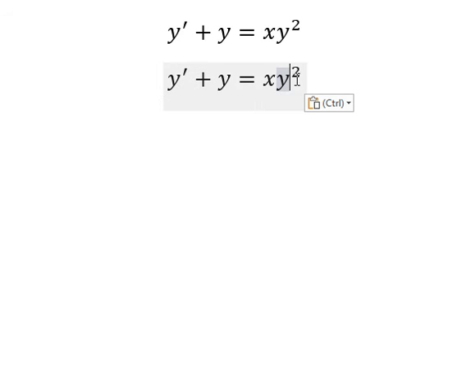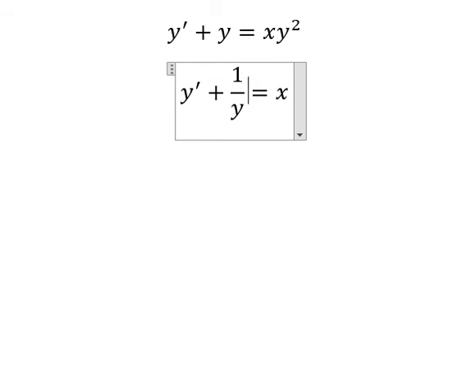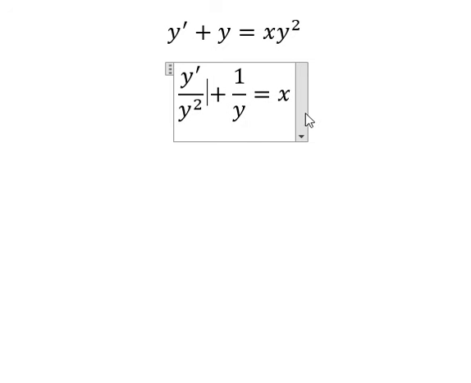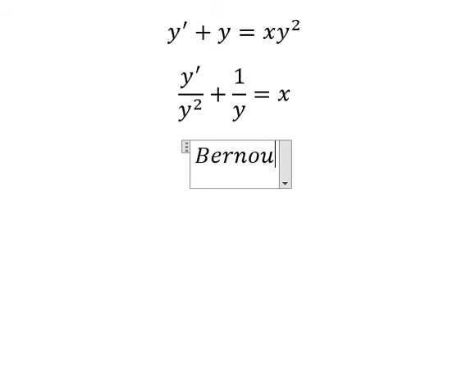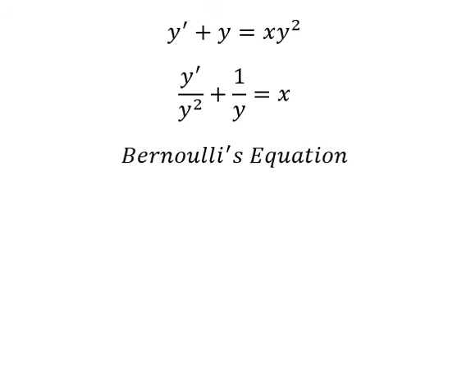We divide both sides by y squared. So we have 1 over y and first derivative of y over y squared. This is about Bernoulli's equation. So I will put v equals to 1 over y.